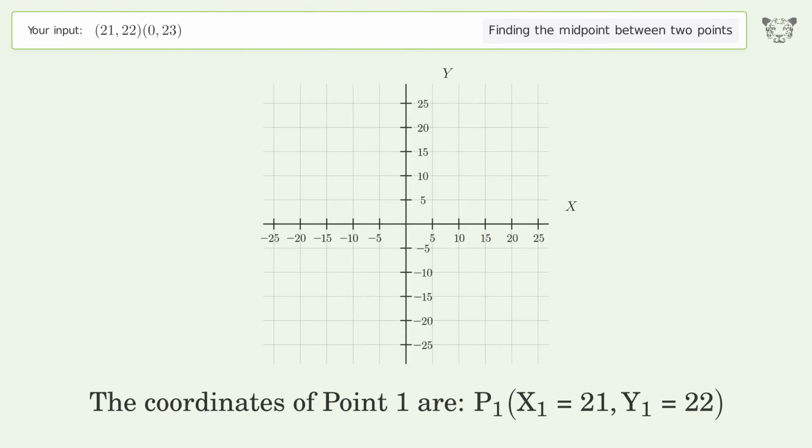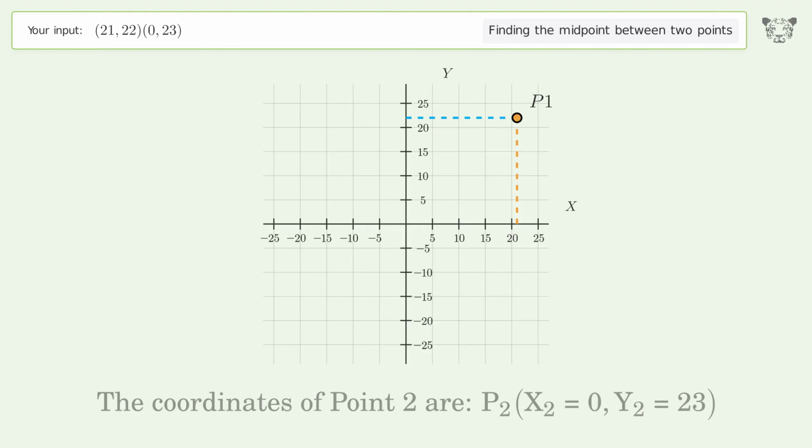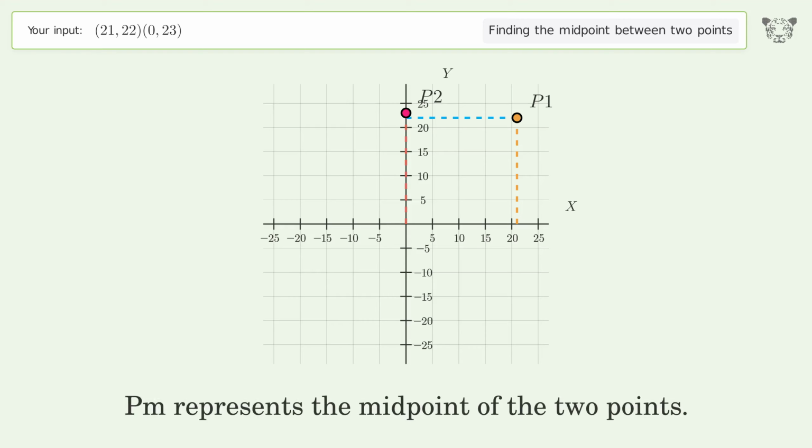The coordinates of point 1 are x1 equals 21, y1 equals 22. The coordinates of point 2 are x2 equals 0, y2 equals 23. PM represents the midpoint of the 2 points.